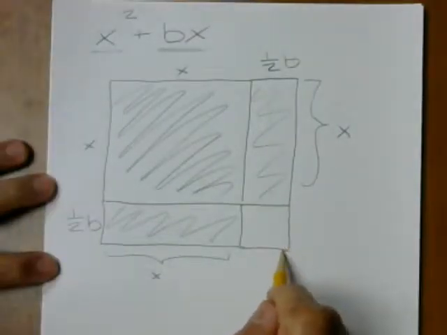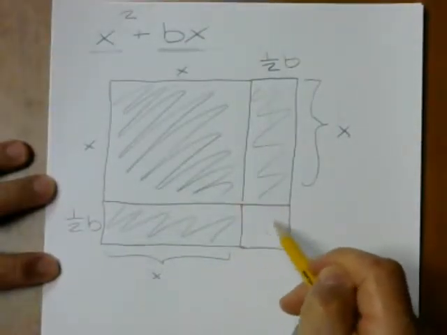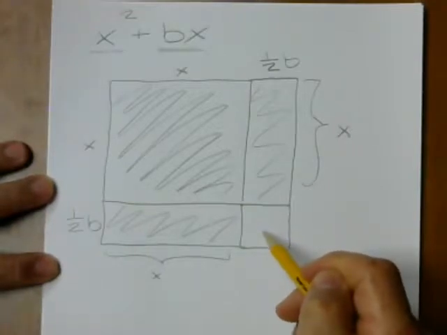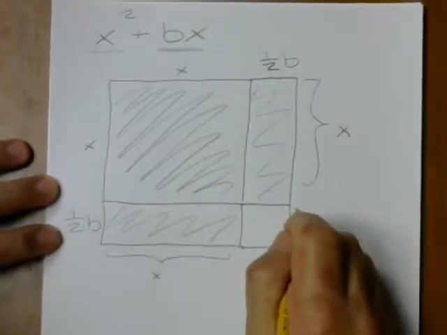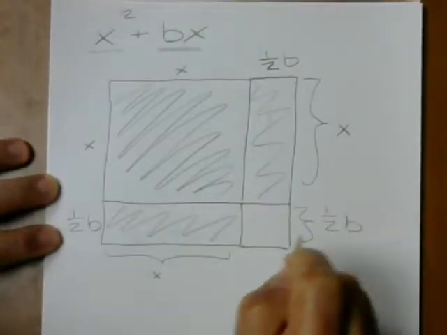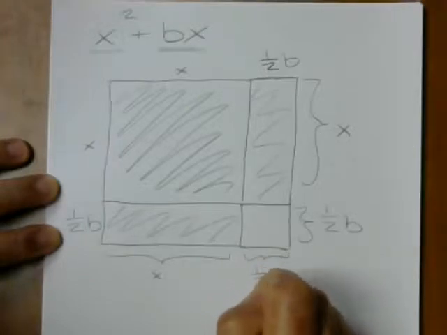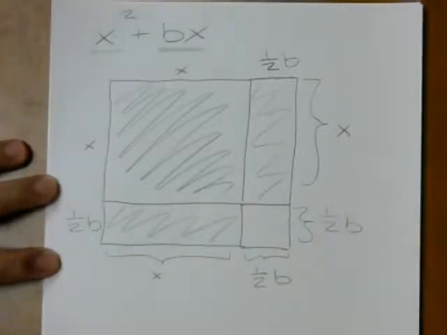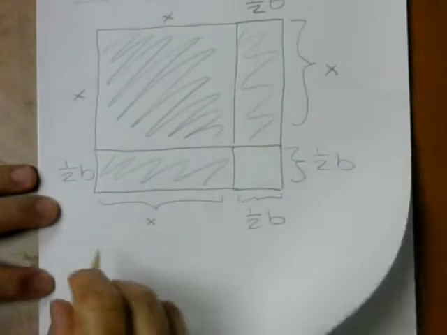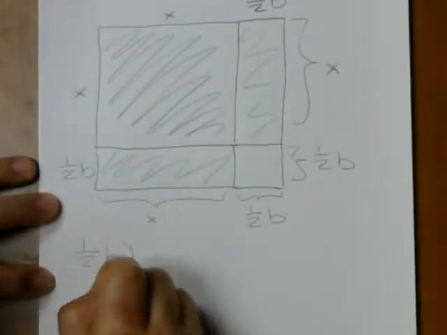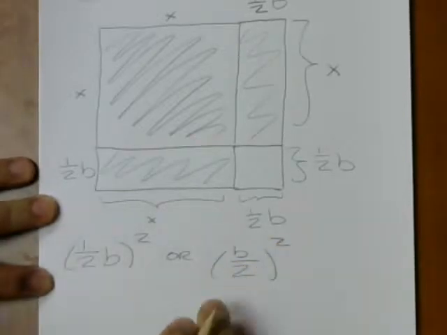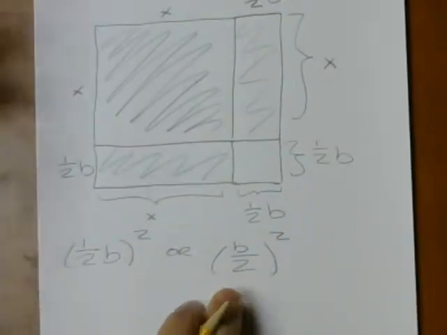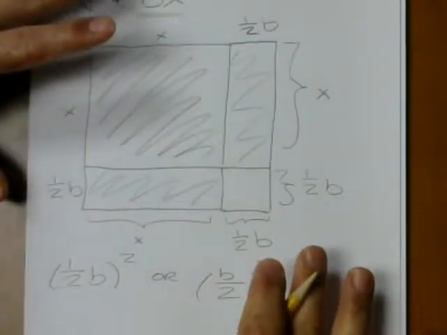So all I have to do is find out what the area of this piece is, and I will have a perfect square. So what is this area? Well, this is 1/2 b, and this is 1/2 b. So together, I get an area of 1/2 b squared, or b over 2 squared. So this is the thing we need to add. So it's a nice geometric way of seeing it.